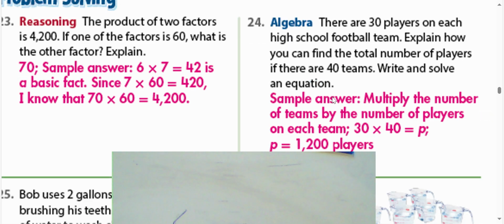Question number 24. There are 30 players on each high school football team. Explain how you can find the total number of players if there are 40 teams, and write and solve an equation. We can multiply 30 by 40 like this. Question 24, 30 multiplied by 40. We have double 0 here, and 3 times 4 equals 12. And the result will be 1,200. Next question.